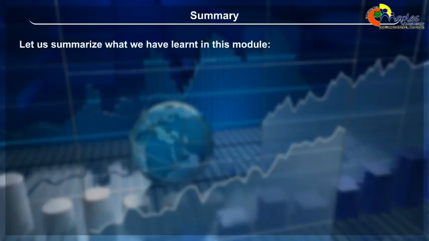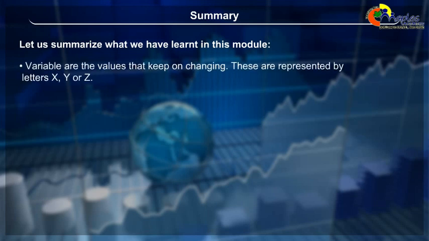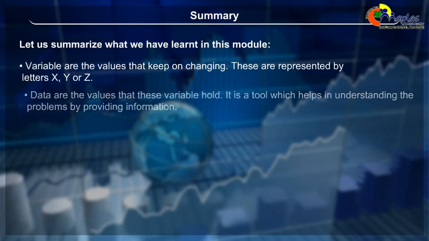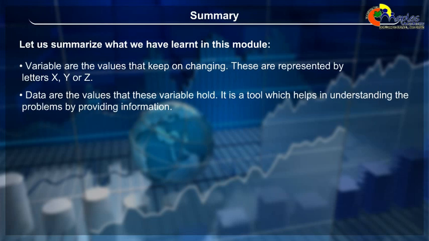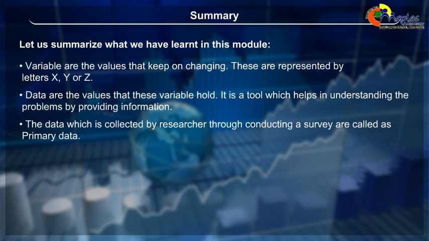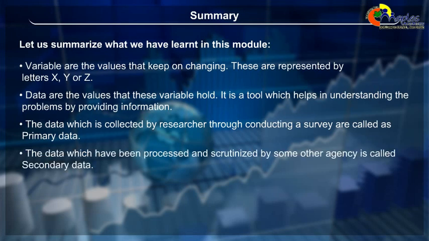Summary. Let us summarize what we have learned in this module. Variables are the values that keep on changing. These are represented by letters X, Y or Z. Data are the values that these variables hold. It is a tool which helps in understanding the problems by providing information. The data which is collected by the researcher through conducting a survey is called primary data. The data which have been processed and scrutinized by some other agency is called secondary data.